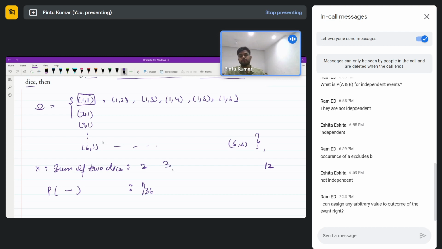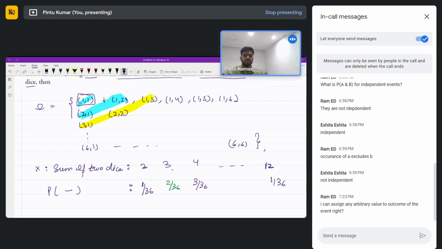What is the probability for sum equal to 3? You have 2 possibilities now, right? So, this was for 2, this is for 3. So, this is 2 by 36. Now, for sum equal to 4, you have 3 possibilities, right? And so on, you can just define till the end.